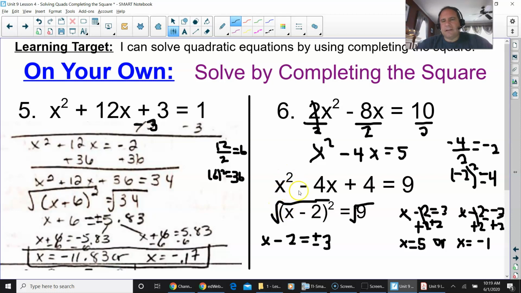When I factored this trinomial here, I had x minus 2 times x minus 2 equals 9, and I square rooted both sides because I need to get rid of that square, and I have x minus 2 equals plus or minus 3. I split up the equations and I solved. I had x equals 5 or x equals negative 1. Just as you see right here, that's basically it.